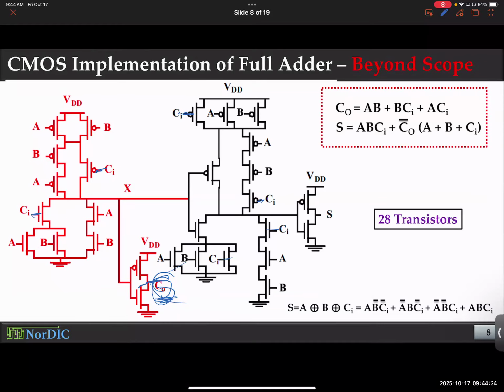Sorry, I just inverted it. This stage's carry out is next stage's carry in. Okay. Are you all good? Okay. I hope I didn't confuse you.